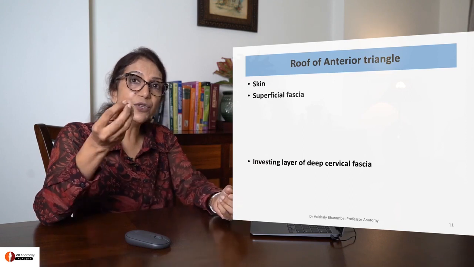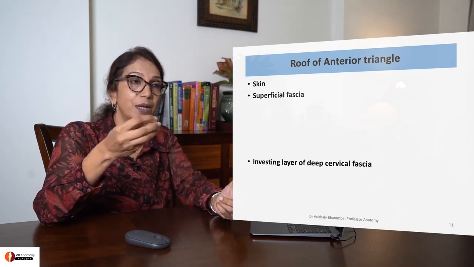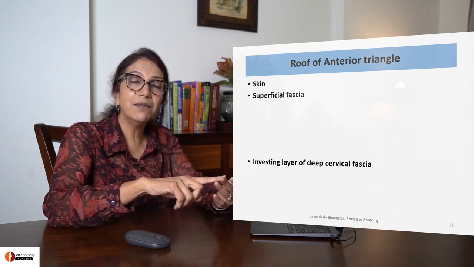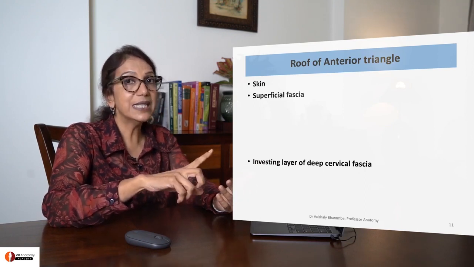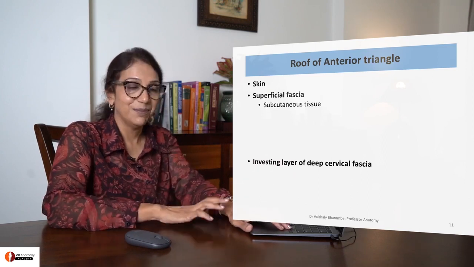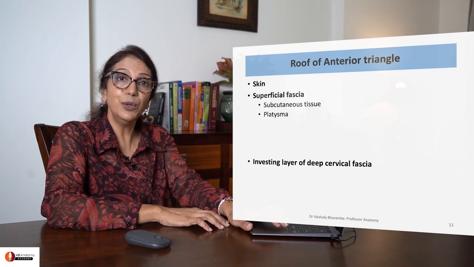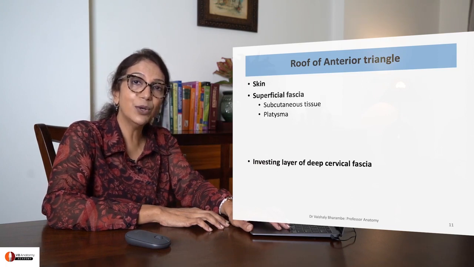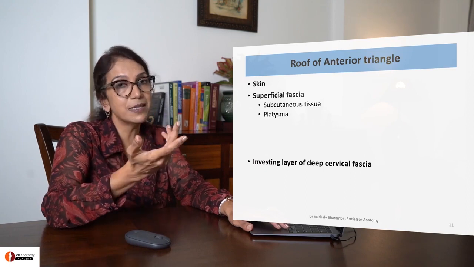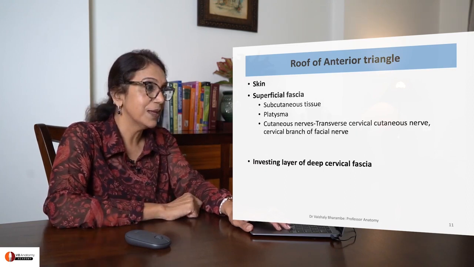But is superficial fascia empty? No. There are a lot of structures in it, such as fat, nerves, blood vessels. What else? Let's take a look. Fat. Platysma. Are you okay with having platysma here in your superficial fascia? Yes, because in the face you have muscles in your superficial fascia.